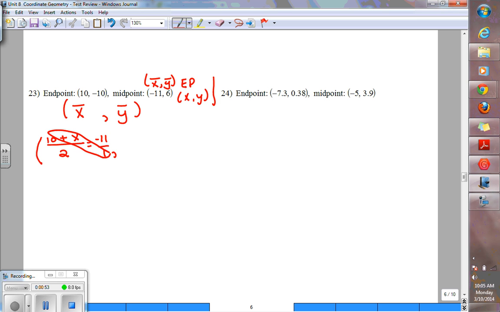I can solve this by cross multiplying. 1 times anything is itself. So 10 plus x is equal to 2 times negative 11, which is negative 22. I need to subtract 10 from both sides of my equation, which means that x is negative 32.